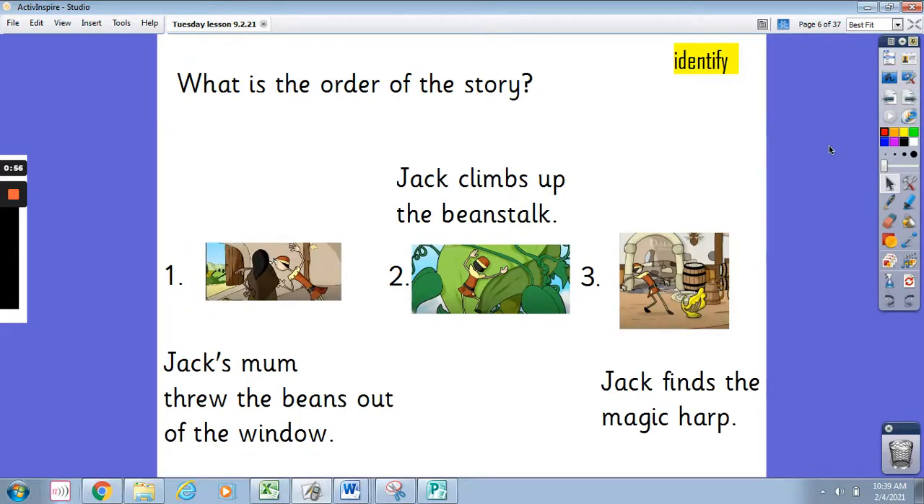Brilliant. So the first picture is when Jack's mum throws the beans out of the window. The second picture is when Jack climbs up the beanstalk. And the third picture should be when Jack finds the magic harp. That is the correct order of the story.